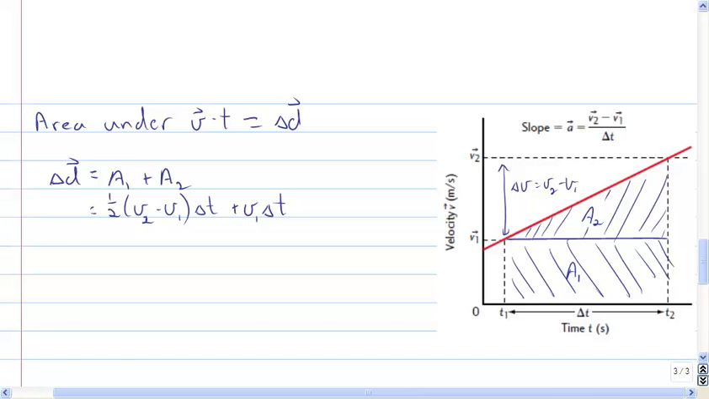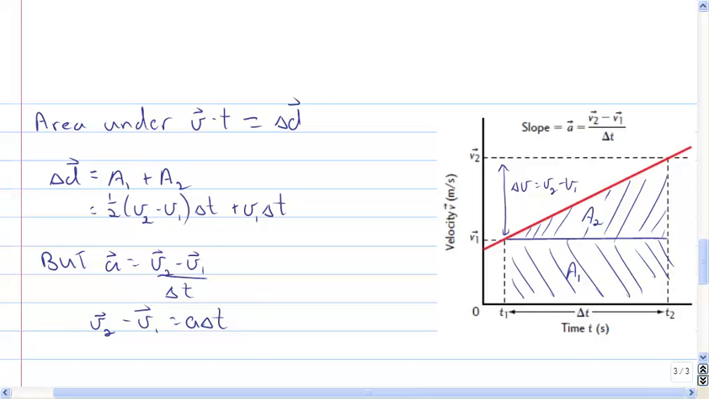Okay, so, if you remember, I'm going to suspend this one, we're going to come back to it, but A is our delta V over delta T, so it's V2 minus V1 over delta T. So V2 minus V1, because you'll see that this happened in the equation, is just going to be A delta T. Wherever I see V2 minus V1, I can replace it with A delta T.